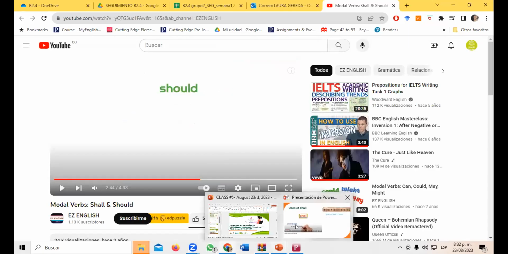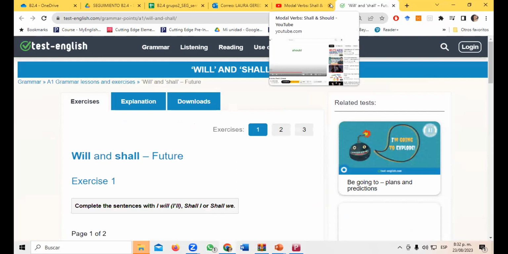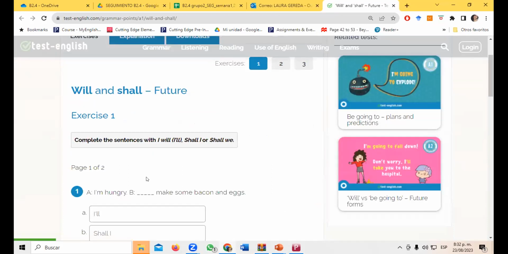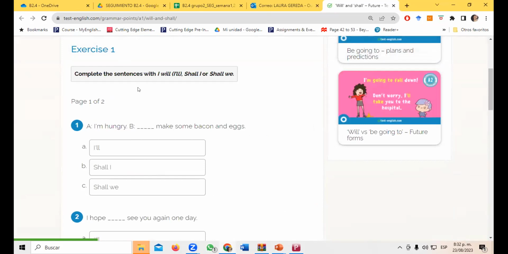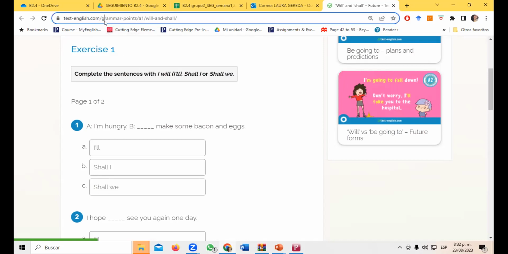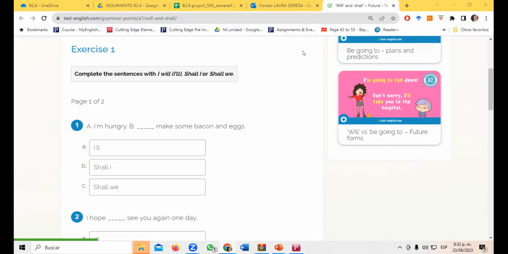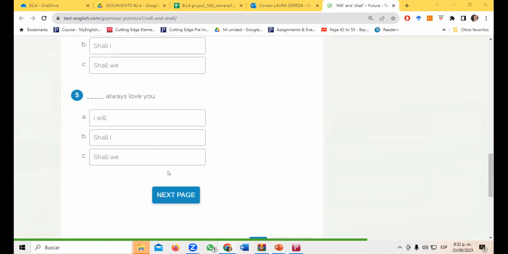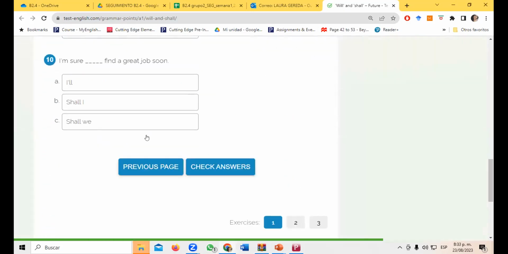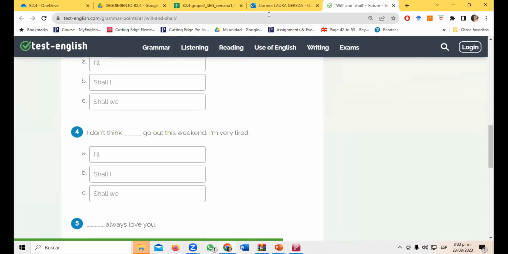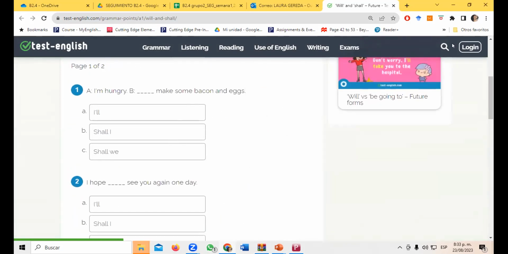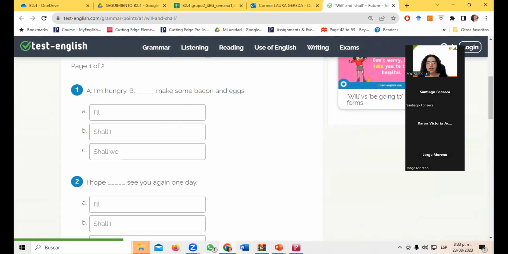Now, we are going to practice a little bit here. Different uses of will versus shall, okay? So you're going to select the correct answer to complete each sentence. Will, shall, or shall we? Shall I or shall we? All right? So I'm sending you the link, and I'm going to give you 5 minutes. Again, we have 5 questions here and 5 here in the other part, okay? So let's take 5 to 7 minutes to answer, and then we will socialize and correct the answers together.